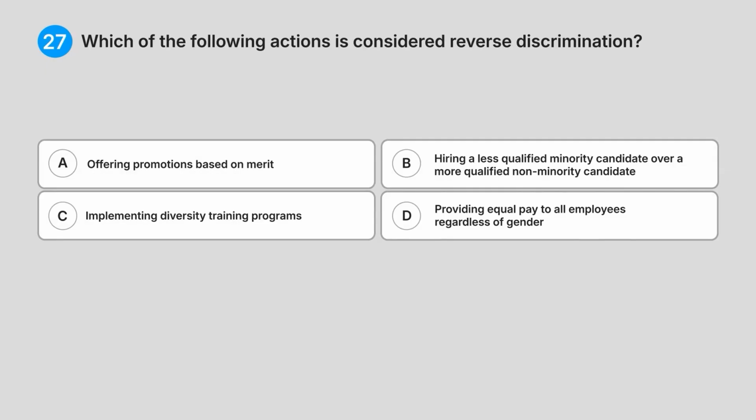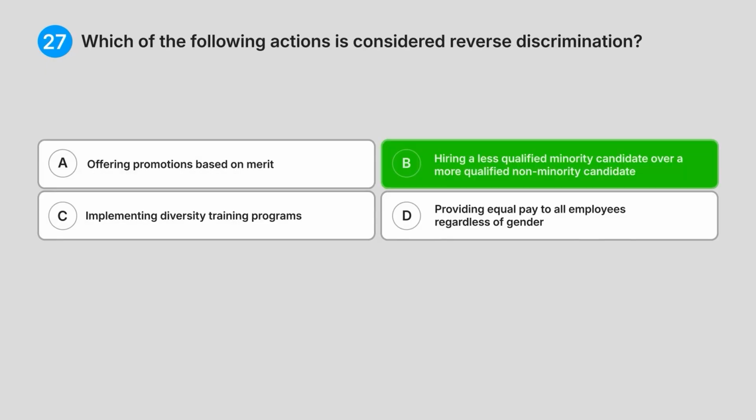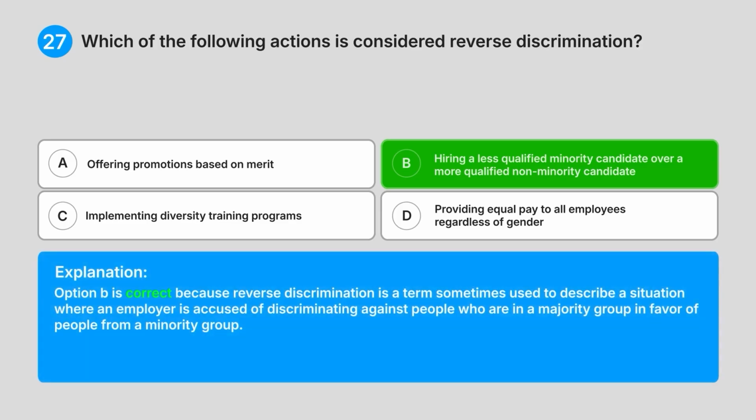Correct answer, B. Hiring a less qualified minority candidate over a more qualified non-minority candidate. Explanation: option B is correct because reverse discrimination is a term sometimes used to describe a situation where an employer is accused of discriminating against people who are in a majority group in favour of people from a minority group.